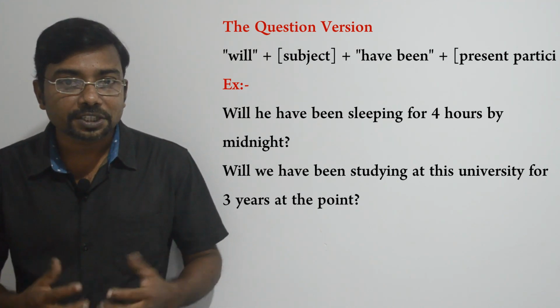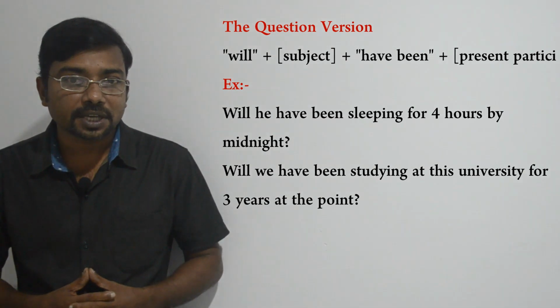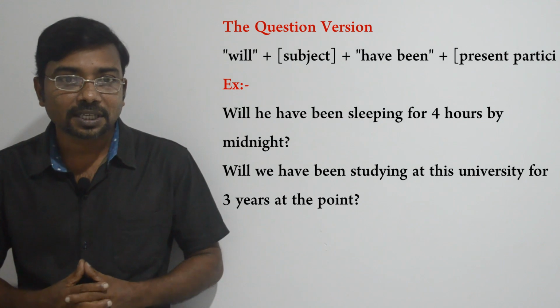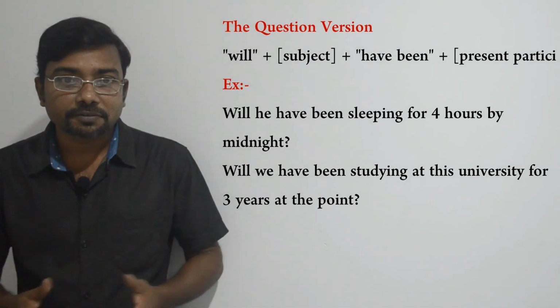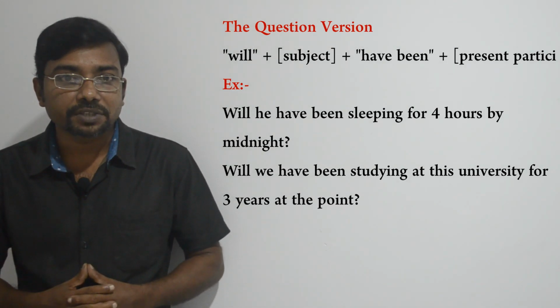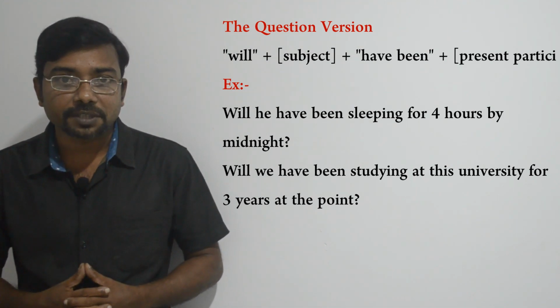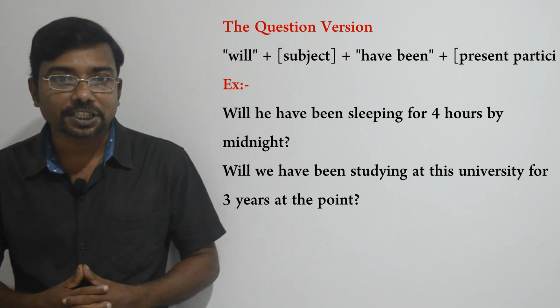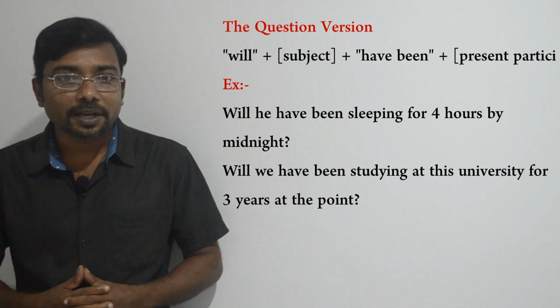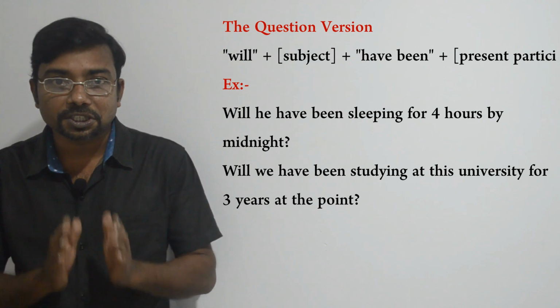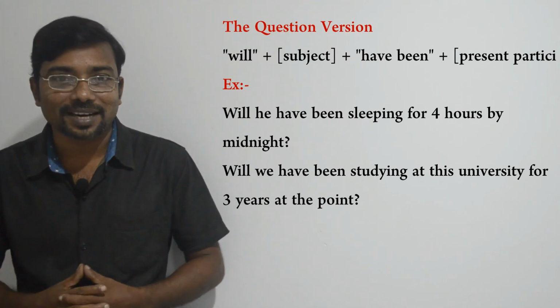Look at the next one. Will we have been studying at this university for 3 years at that point? Here also we use the auxiliary verb will at the beginning of the sentence because it's an interrogative sentence. We are going to ask a question, so we use the auxiliary verb will at the beginning of the sentence. Then comes the subject we, then have been plus the verb ing form. Okay, remember when you are going to make questions, we exchange the subject and the auxiliary verb will.